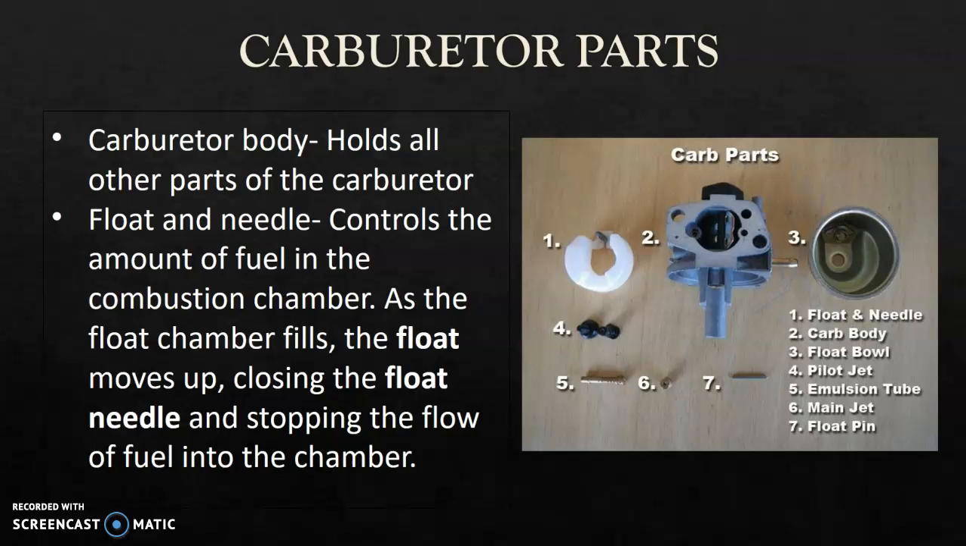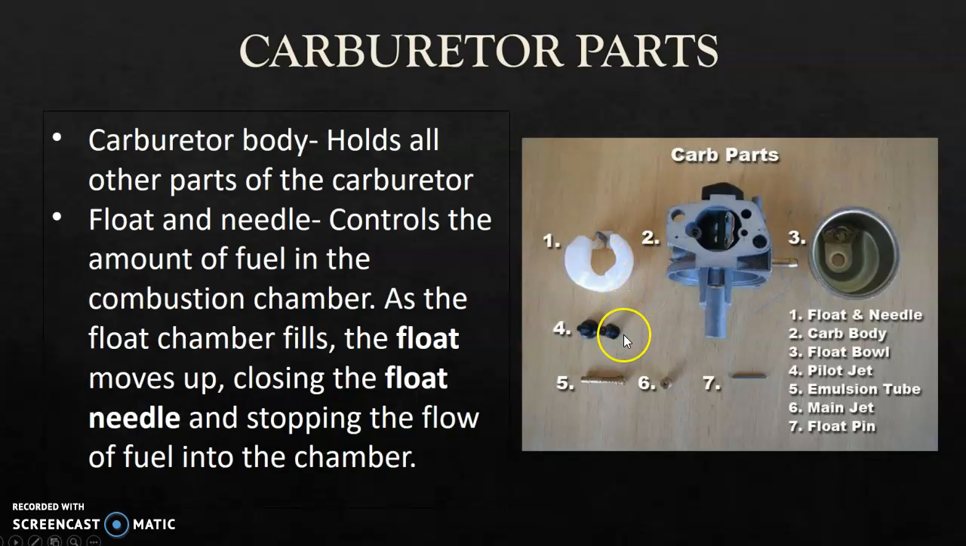All right, so you've got the carburetor itself. The carburetor body is this silver piece right here. It's going to hold all the pieces that we're going to go through. You see this little flap-like thing? This is what's going to open and close to help create that vacuum. There's a float and a needle, which is number 1 here, and it controls the amount of fuel that goes in. As the chamber fills, it moves up, closing it, and then opening it when needed.